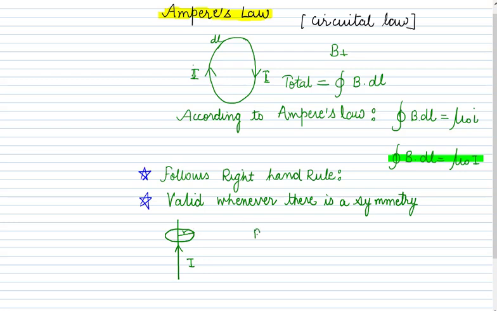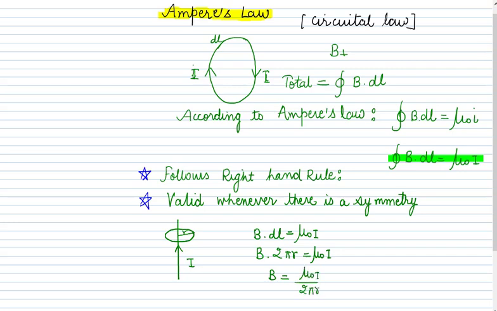Then you can use Ampere's law, B dot dl is equal to mu naught I. Here B is the magnetic field, and dl for the whole of this circular loop is 2 pi r, where r is the radius, because we are considering any point at a distance small r from this current carrying wire. So B into 2 pi r is equal to mu naught I, or B is mu naught I upon 2 pi r.